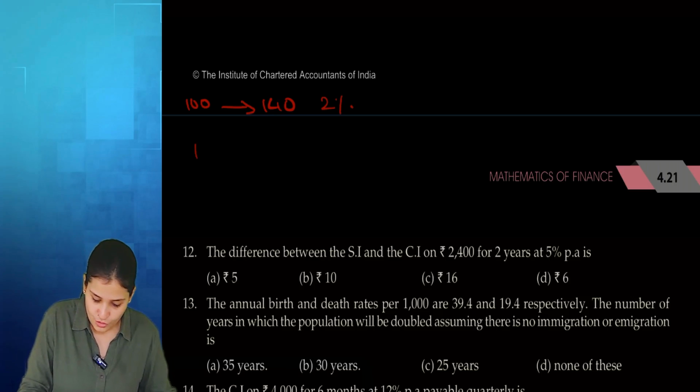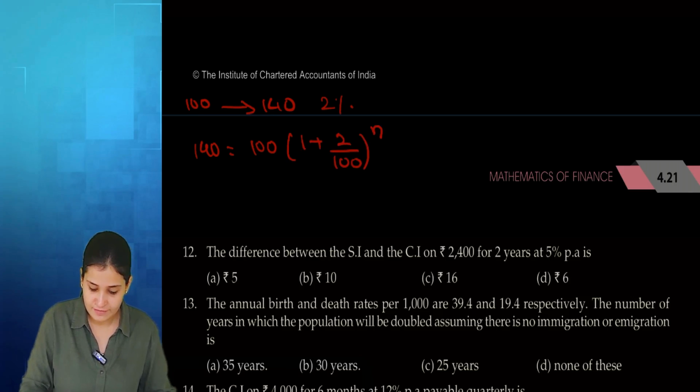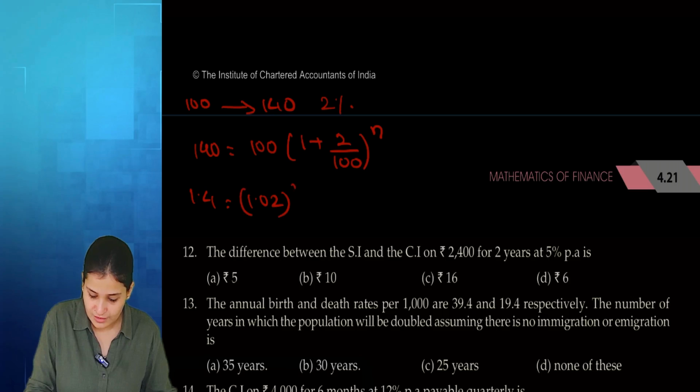So 140 equals 100 times 1 plus 2% to the power n. So 1.4 equals 1.02 to the power n. Till here, any doubt?